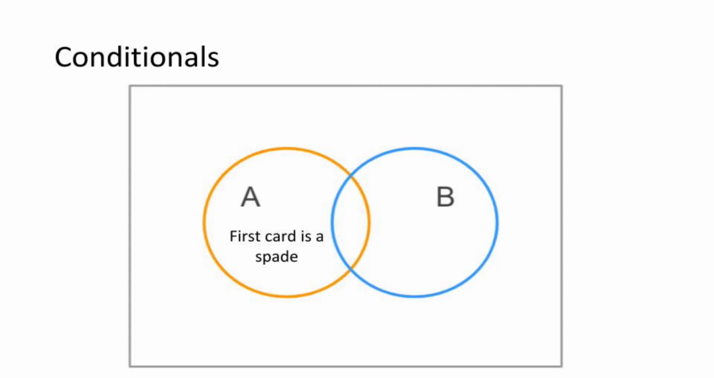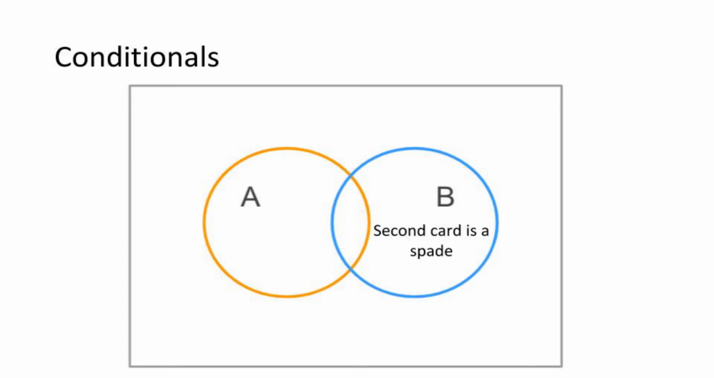Right, so to visualize this and really nail the concept down, if we look at our event space here, the entire box represents all of the possible outcomes of drawing two cards. But we're interested in the cards being spades. So our orange bubble here, A, represents the possible outcomes of the first card being a spade.